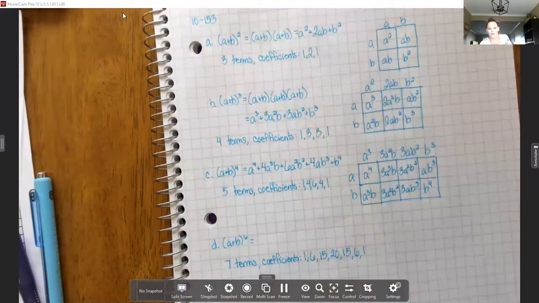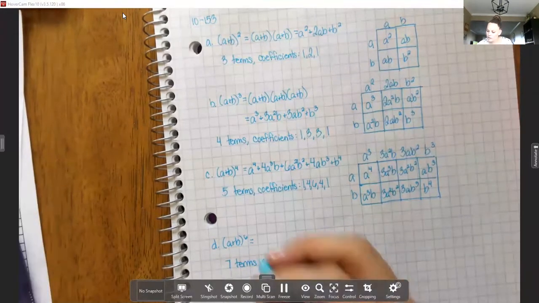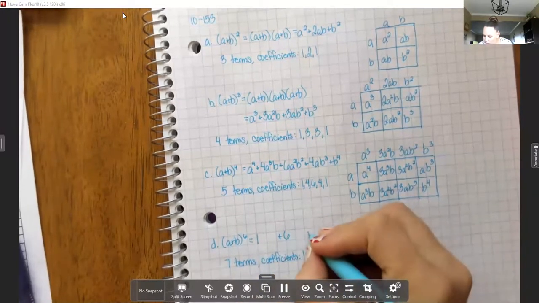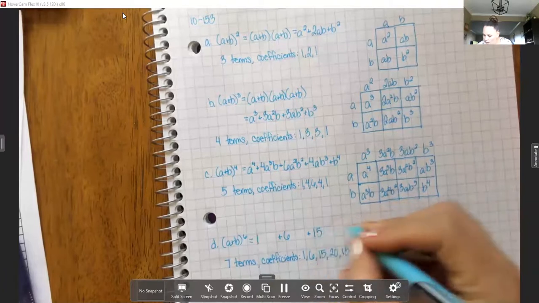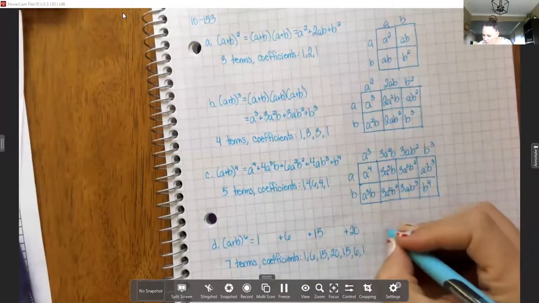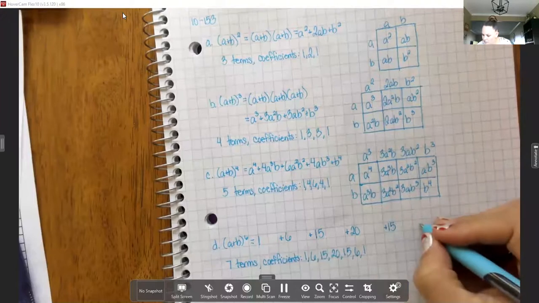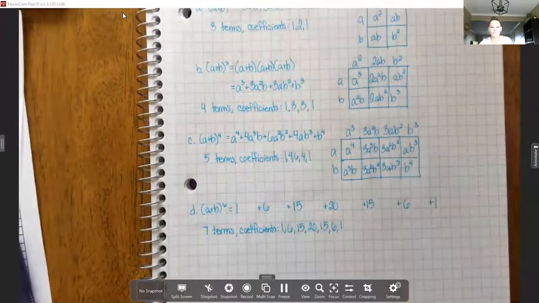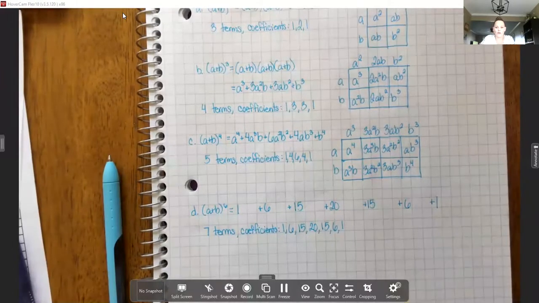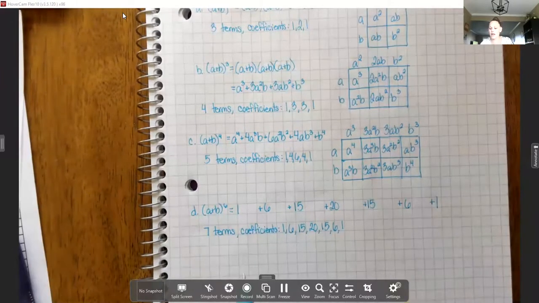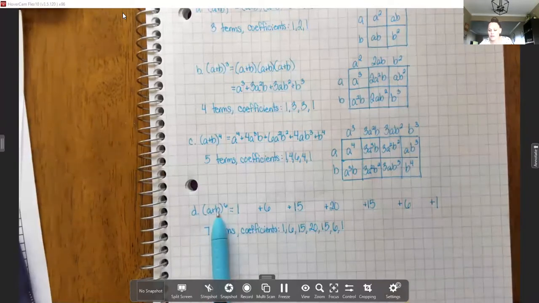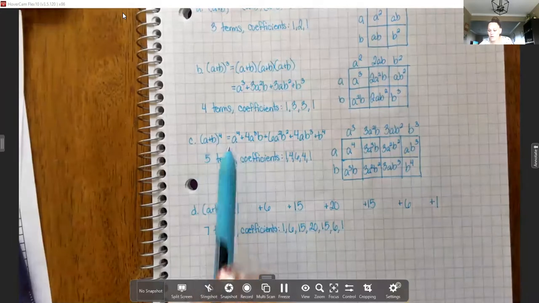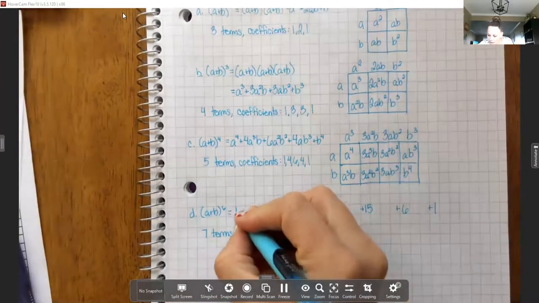So we already know it's 1 something plus 6 of something plus 15 of something plus 20 of something plus 15 of something else plus 6 of something else plus 1 of something else. So those are the numbers in front. And then this is a plus b to the 6th. Well, notice when it was a plus b to the 4th, it started with a to the 4th. So this first term is going to be 1a to the 6th.